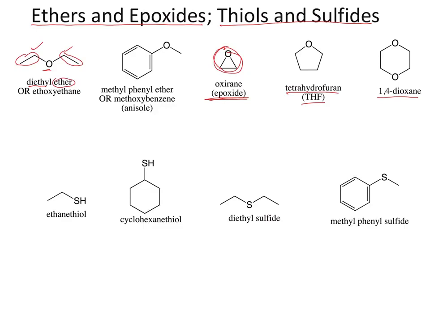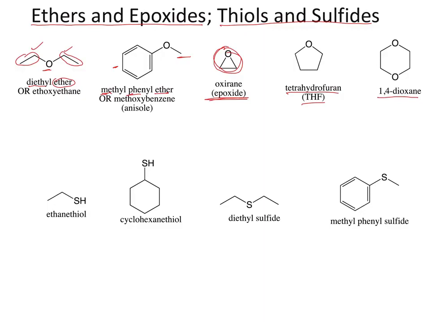In this case we have methyl group. So we're going to consider methyl and then the phenyl group. So we're going to call it methyl phenyl ether. We follow the alphabetical order. M comes before P. So methyl phenyl ether.